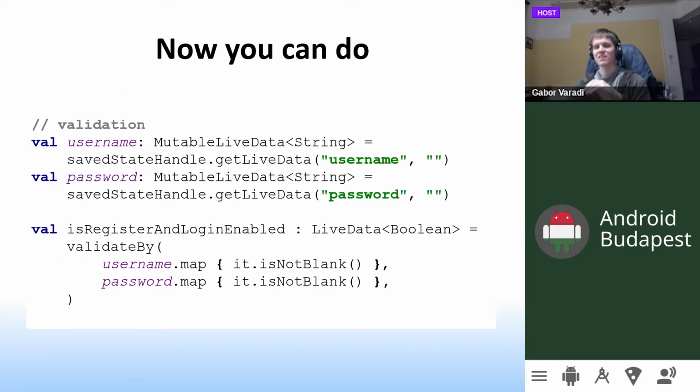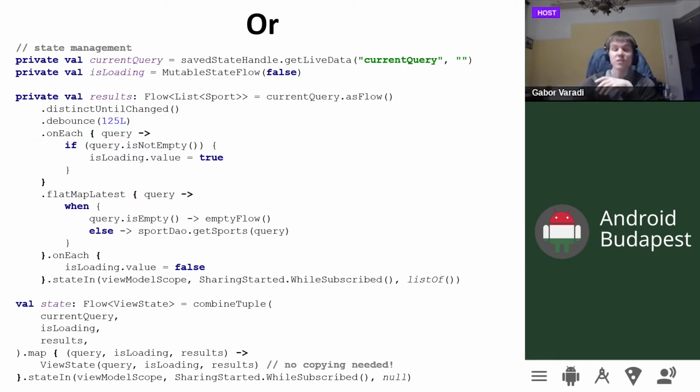Now, what we can do with this is use this for validation, for example. So each time the username is changed, in this case, you could even modify it with two-way data binding. If the username changes, then the evaluated enable state is immediately resolved. Or you can do something much more crazy, like, for example, manage your state reactively. So in this case, we have multiple mutable fields, of course, but they are all observable. The current query is provided from the SavedStateHandle, so it is persisted, but isLoading is not. It is specifically a separate MutableStateFlow.